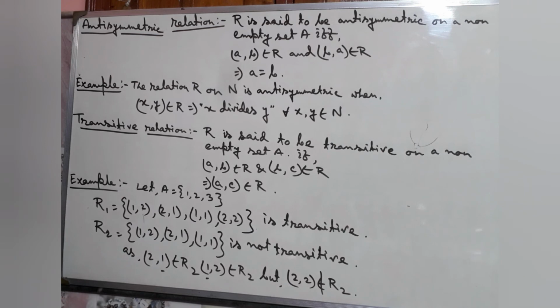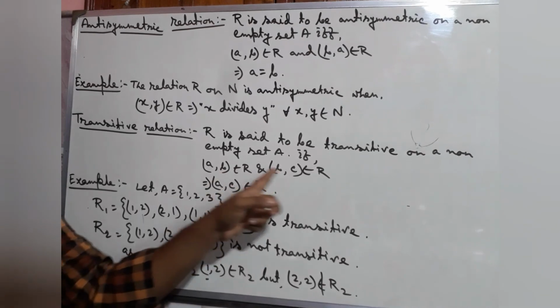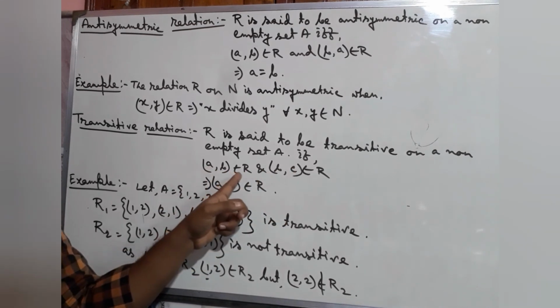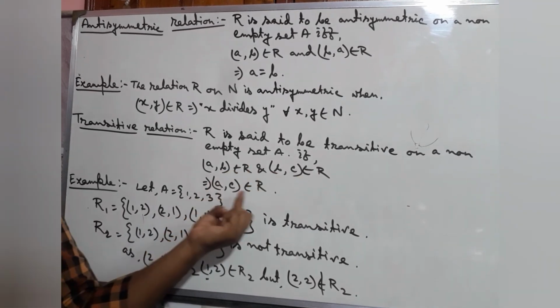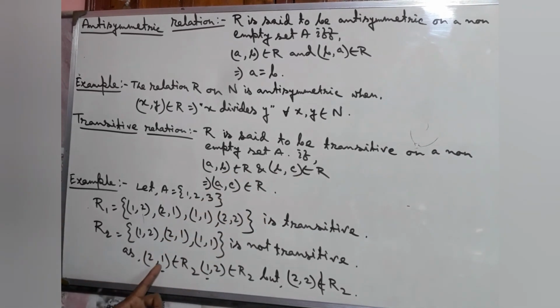Why? (2,1) belongs to R2 and (1,2) belongs to R2. Eliminating these two 1s, (a, b) belongs to R. According to the definition, you see (a, b) belongs to R and (b, c) belongs to R. So, eliminating these two b, (a, c) must belong to R. You see, eliminating these two 1s, (2,2) must belong to R2, but (2,2) is not present in this R2, so it is not a transitive relation.